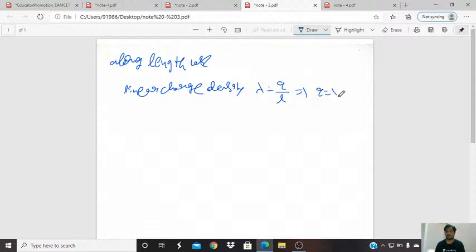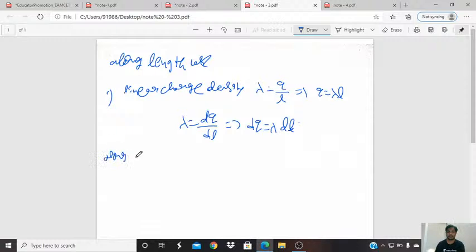So Q equals lambda into L. What is the unit? Coulomb per meter. Or we can write lambda equals dq by dl also, so that dq equals lambda into dl for a variable charge. For variable, we can write like this.